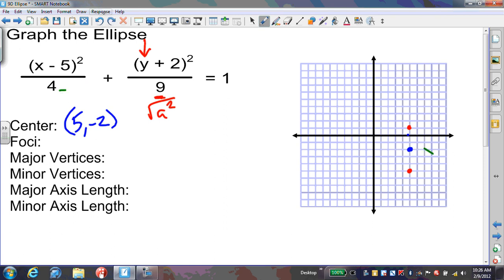Let's undo that right there. I'm trying to undo this. Give me a second. And let's get this mark out of the way.